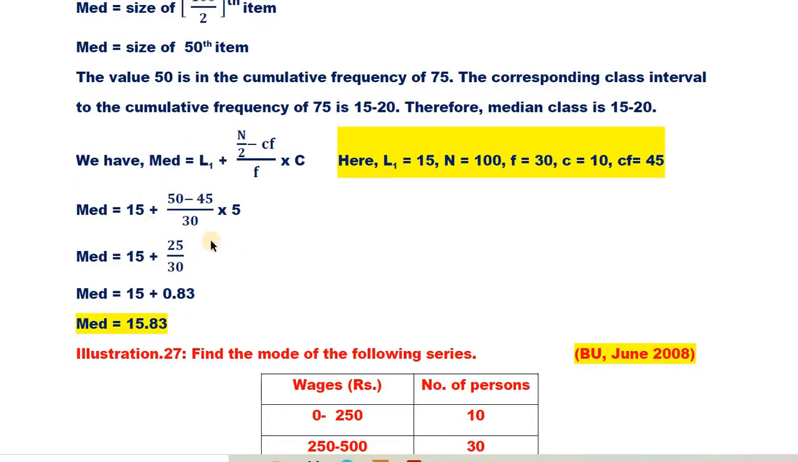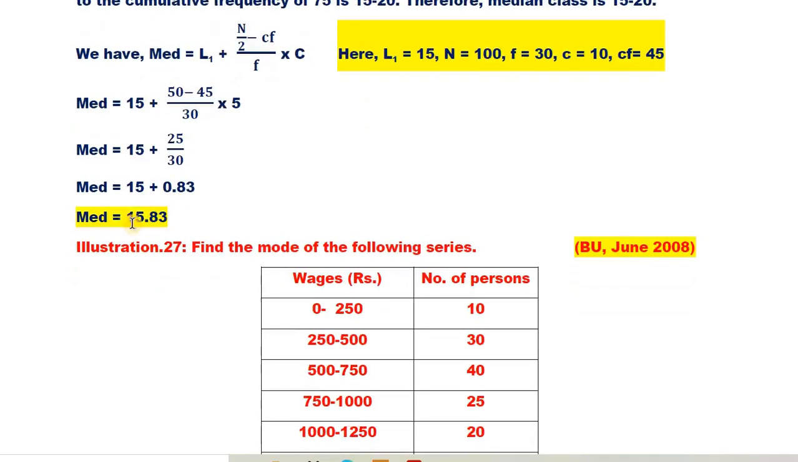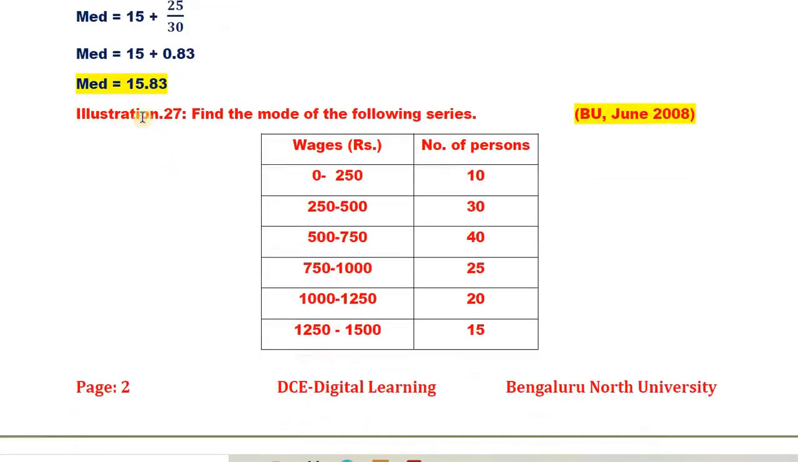Now solve this equation. 15 we take down as it is. 50 minus 45 is 5, 5 into 5 is 25, divided by 30. Now the median is 15 plus 0.83. This 0.83 we got by dividing 25 by 30. So the median is 15.83. This is the median value for the given data. Next, let us go to the next problem.